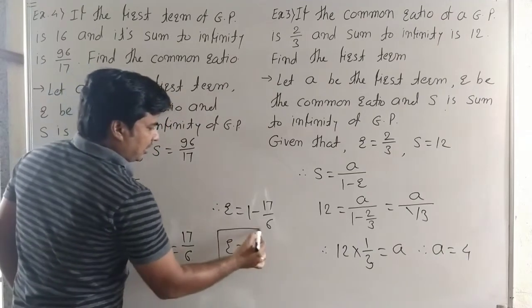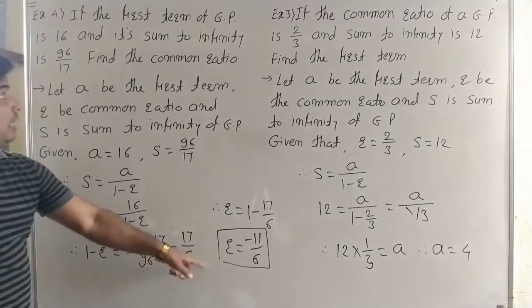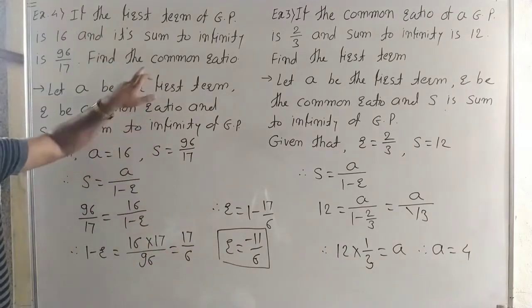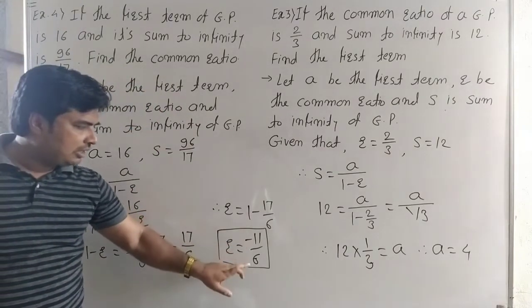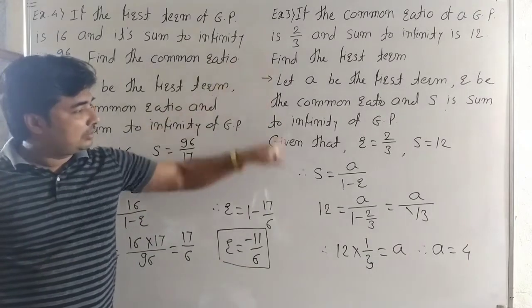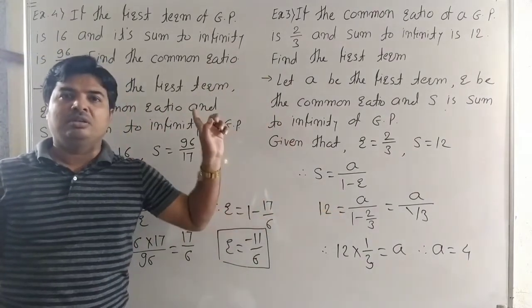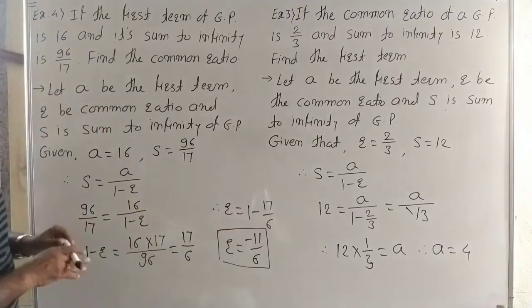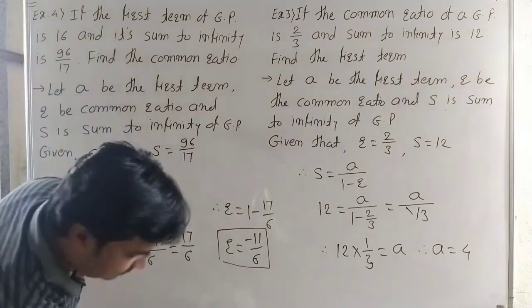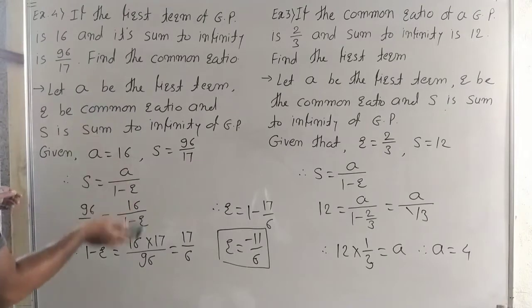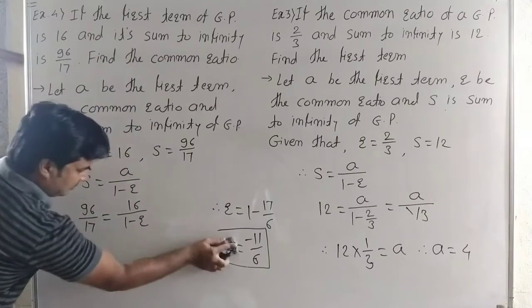Here is the answer of question number 4. The common ratio is minus 11 by 6, and in example number 3 we wanted to find the first term, and the first term is 4. Now we see the next example. These are simple examples, carefully now.